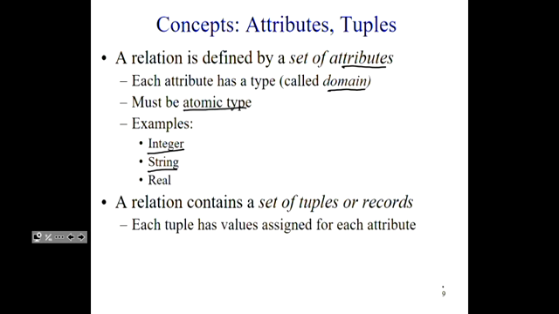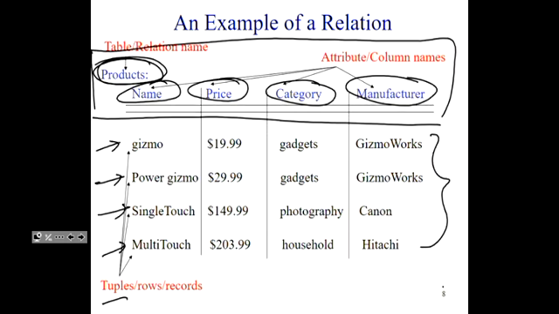A relation is defined by a set of attributes, but it contains a set of tuples or records. These records have values assigned for every attribute within the relation. Like we saw here, this Gizmo tuple has a value corresponding to the name, a value corresponding to the price, category, and manufacturer.